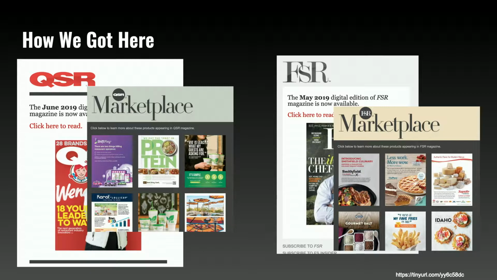Those go out to about 35,000 per publication per month, so 70,000 total emails that we send per month, and it spikes. The digital editions go out to about 5,000 each once a month at the first of the month, and then the marketplace emails go out to about 30,000 subscribers each around the 15th of the month. So we're actually going to be sending one out on Monday.